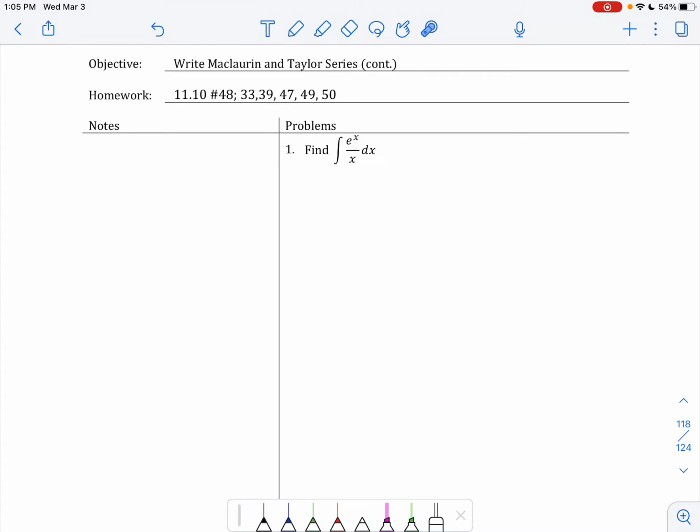Hey all, so we're going to keep working with Taylor and Maclaurin series. As I said, one of the big uses of these is to solve problems that you really just haven't been able to solve before. You'd have to use your calculator or just give up. And I want to show you a problem where you are going to want to use the Taylor and Maclaurin series to solve it. In this case, this integral here.